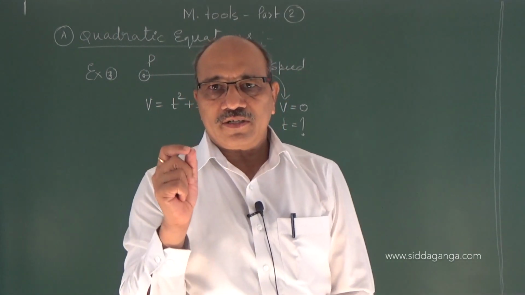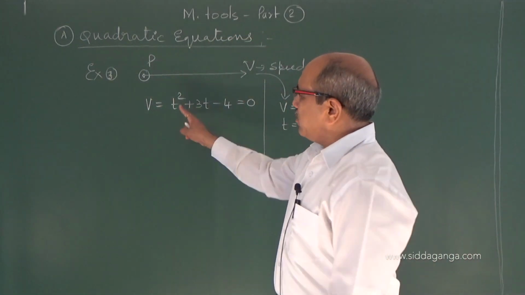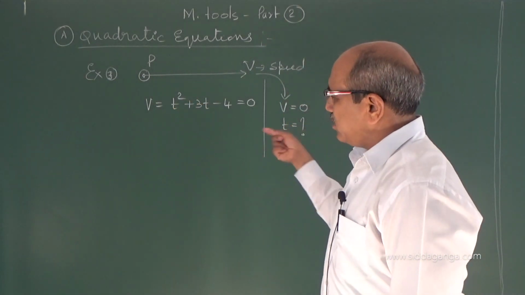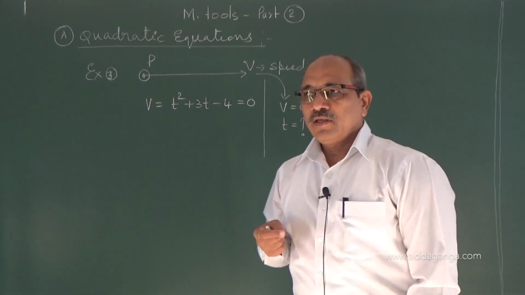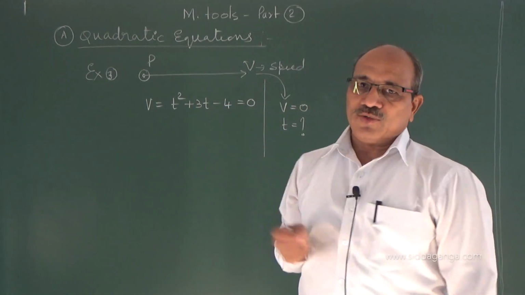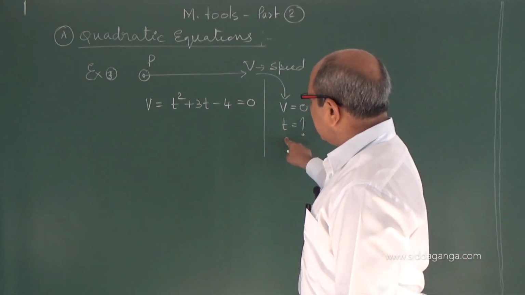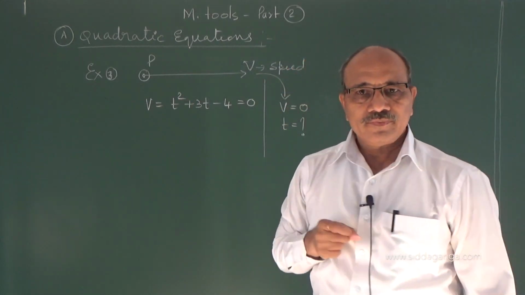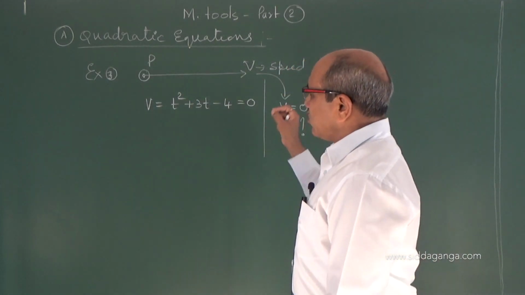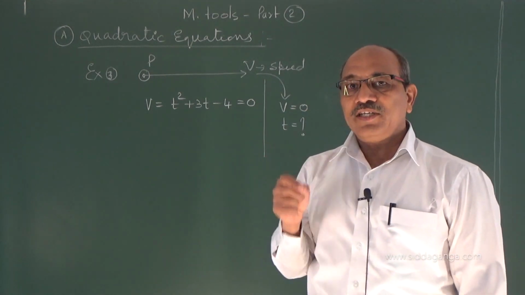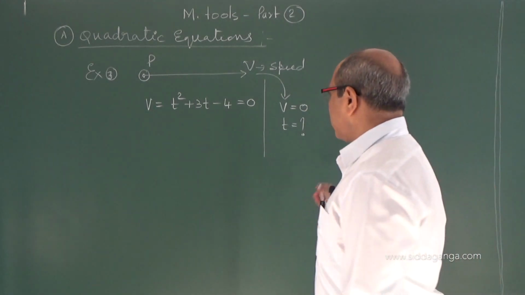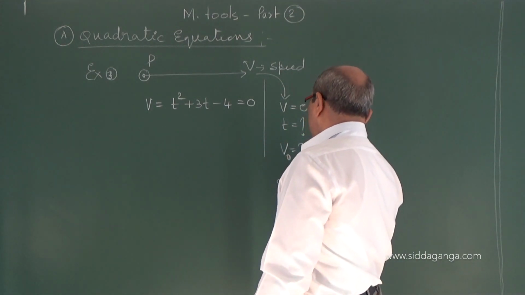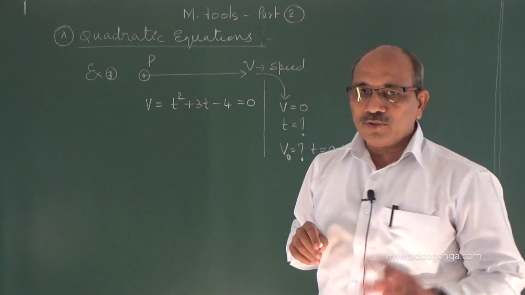The particle is moving with a certain speed. The speed of the particle is dependent on time. It is not constant. As time varies, the speed varies. When does the speed become 0? At what time does the speed become 0, if it started with that value? So at time t equal to 0, what may be its speed? V naught when t equal to 0. Two questions are here.